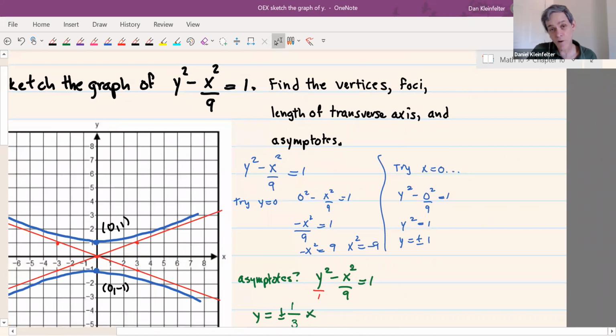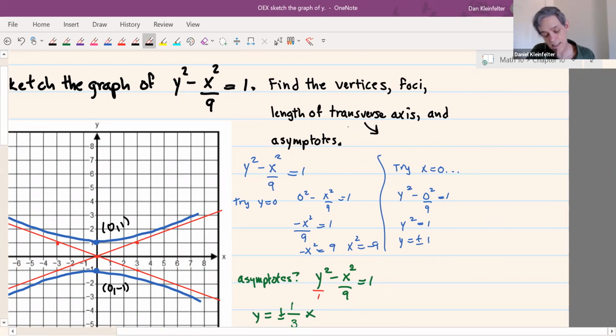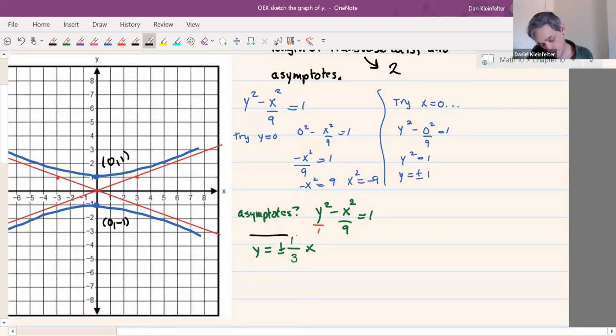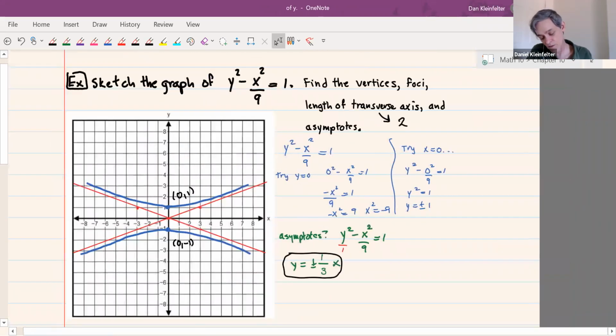Okay, I didn't get the foci. We're going to have to get that. The length of the transverse axis is basically the distance between the two vertices. So from (0, 1) to (0, -1) is a distance of 2. And then we got the equations of the asymptotes already. So the only other thing that we need to get is those foci.